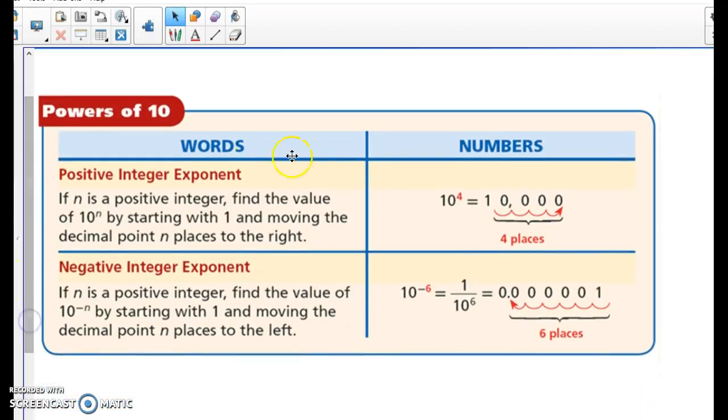So if it is a positive exponent up here, we're going to move that decimal 4 places to the right. And then depending on what the number is, then it's 4 spaces or 5 spaces or 6 spaces. If it's a negative exponent, that means we're moving it to the left. And in this case, we'd be moving it 6 spaces to the left.